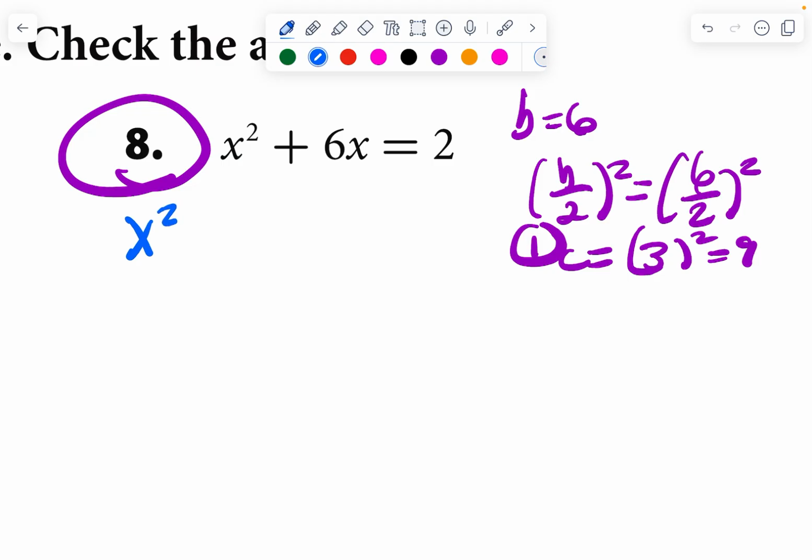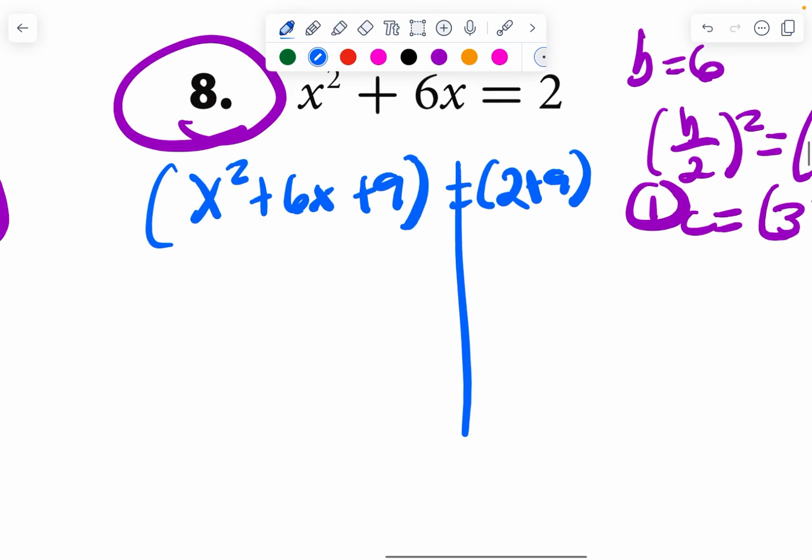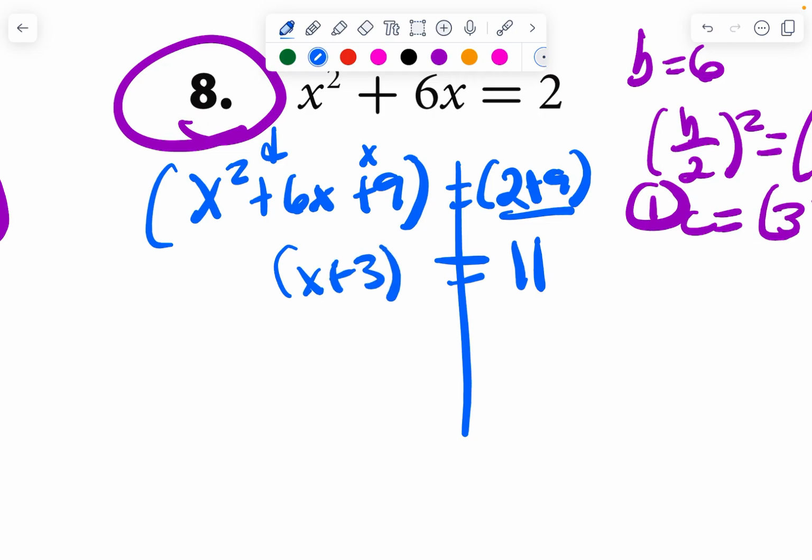So I have to say x squared plus 6x plus 9 on one side equals 2 plus 9 on the other side. Okay, I'm going to draw my lines down. I'm going to focus in on this. I'm going to add 2 plus 9, I get 11. I'm going to set that equal to what multiplies to give me 9, adds to give me 6. It's a positive b term. So it's x plus 3 squared.